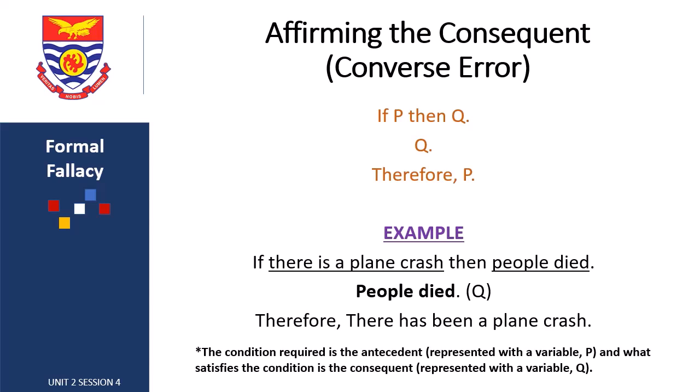So let's look at the example that we have. It says, if there is a plane crash, then people died. People died. Therefore, there has been a plane crash. As you can see, this example affirms the consequent. So knowing that it affirms the consequent, it creates an invalidity, right? People can die and there has not been a plane crash. So this is considered an invalid argument. Let's look at the next one.